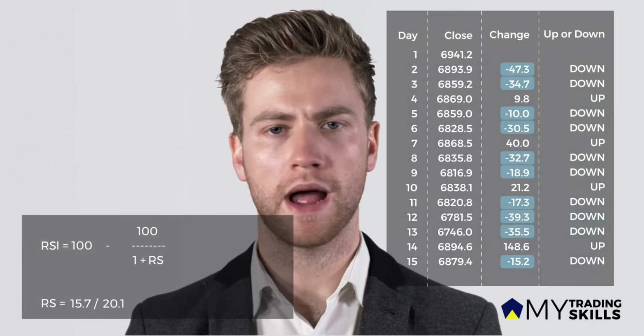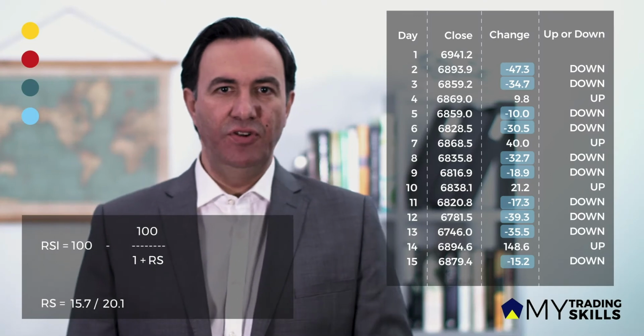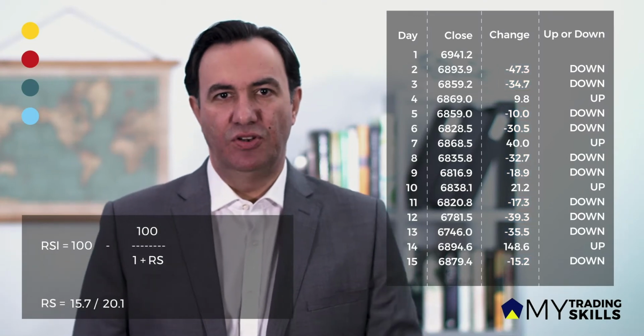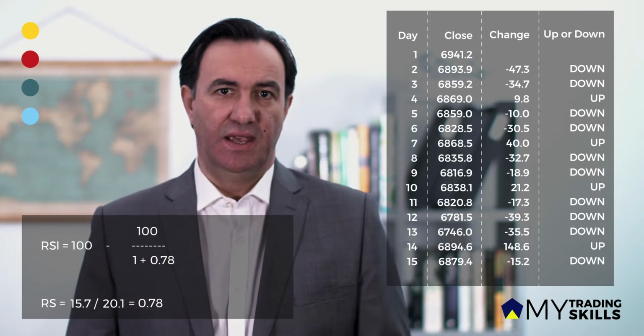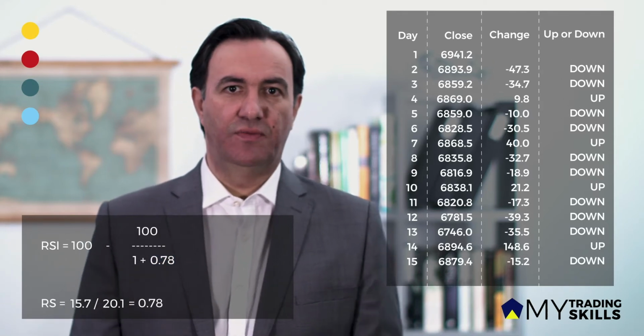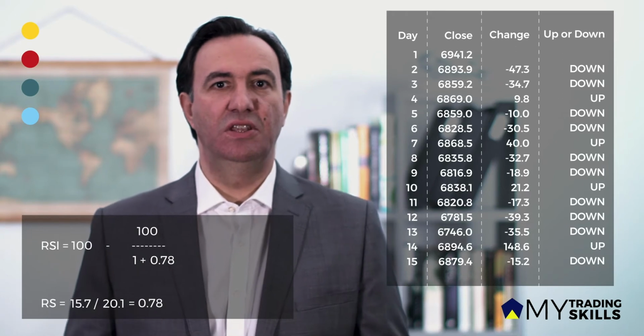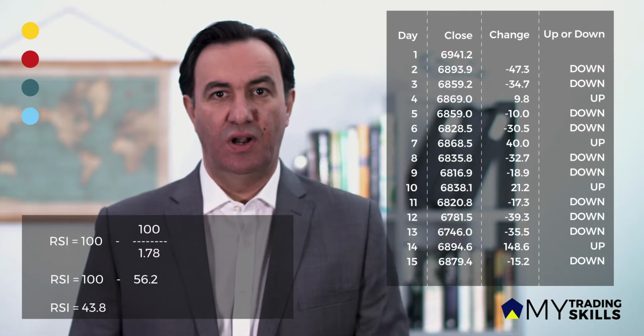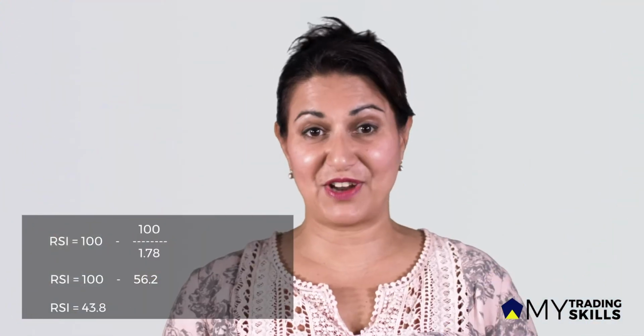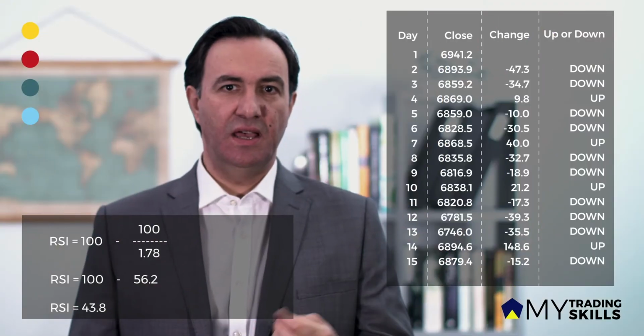Right, and what happens then? Then the average gain is divided by the average loss and we get the relative strength of the data set. These other parts of the formula are just turning it into a number between 0 and 100. They are applied and we get our RSI. That's pretty straightforward. Yes, that's how the first period is calculated.